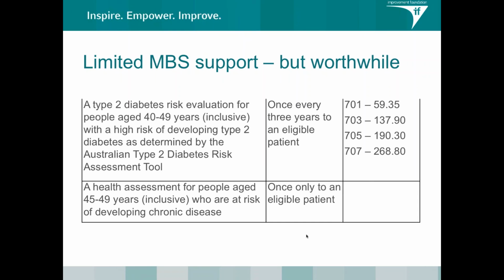And certainly the 45 to 49 health assessment, for anyone who's at risk of developing a chronic disease, can only be done once in that age group. Again, the challenge here is how do you actually get people to come in? So, we tried sending out letters. Now, remember, 50% of our patients were multicultural there. English wasn't so good, so the return rate wasn't that great.